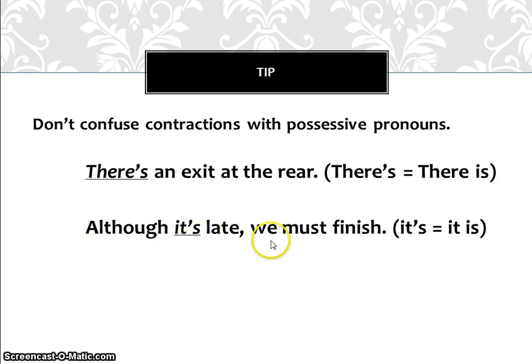Okay, although it's late, we must finish. We use the apostrophe because this is a contraction for it is, although it is late. So if you can read the sentence as that, and it is makes sense, then you would use an apostrophe, because it's not showing any possession.